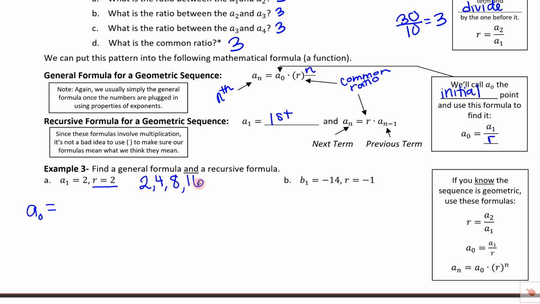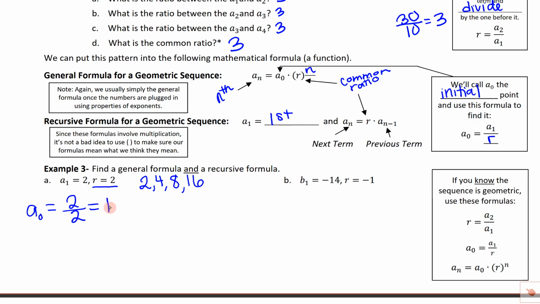Okay, in order to find a sub 0, over here we had how we find a sub 0. We do a1, so the first term divided by r, because we're going backwards. So rather than multiplying by 2, we're going to take the first term and do the opposite to go the opposite way. So we're going to divide by 2.